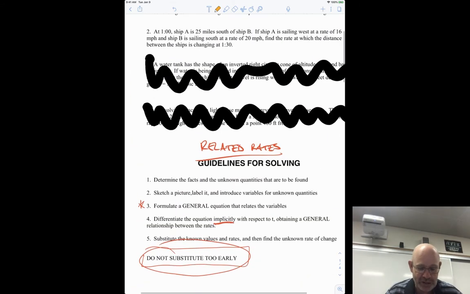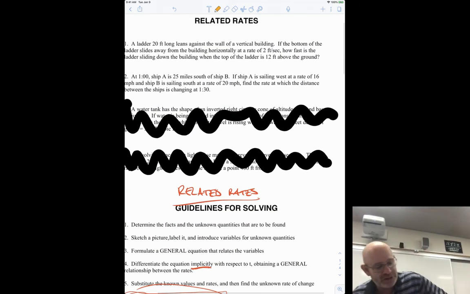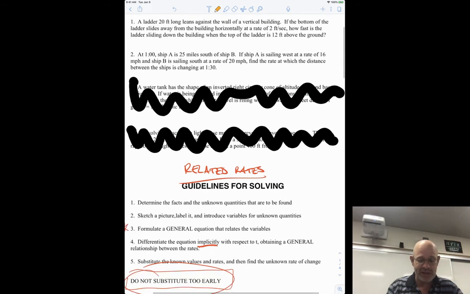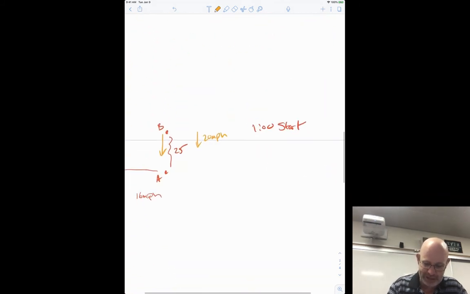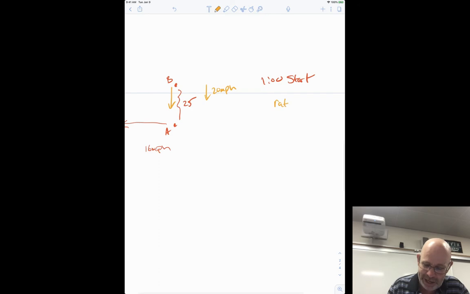And then notice the question is, find the rate at which the distance between the ships is changing at 1:30. So I'll write that down. Rate, distance changing at 1:30.